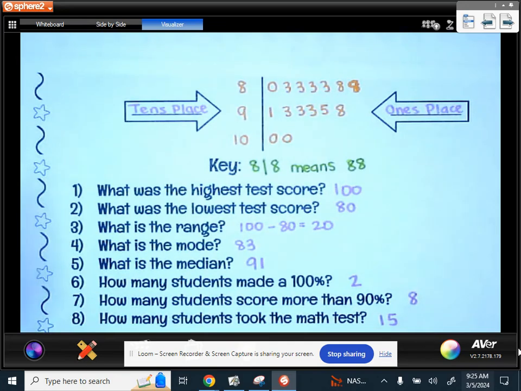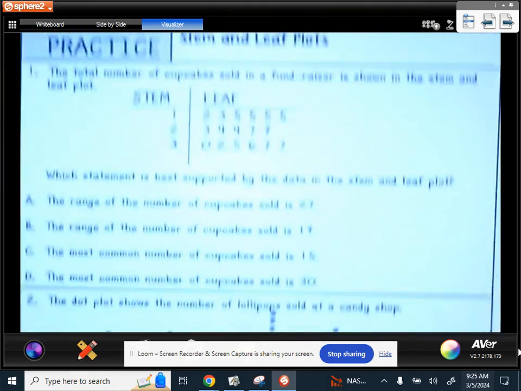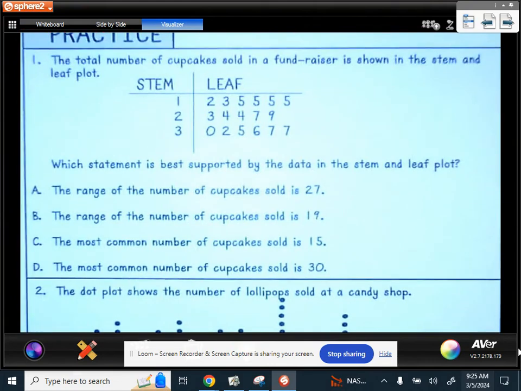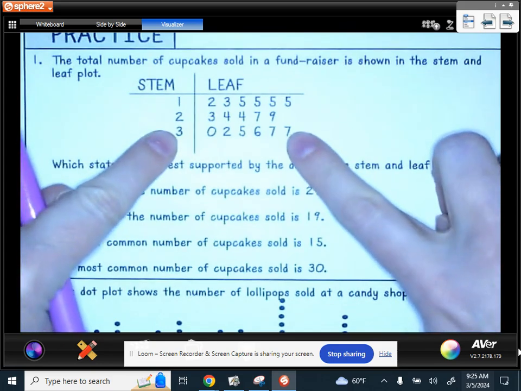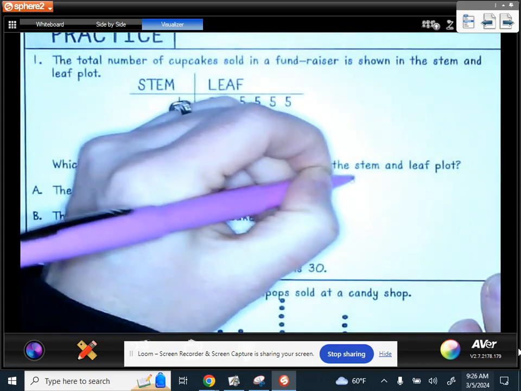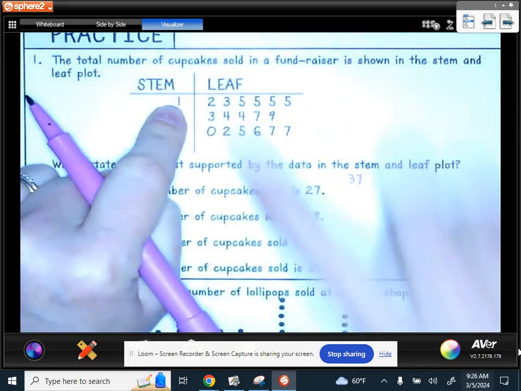But let's look and see how this would be tested on STAR or on your next test. So this says the total number of cupcakes sold in a fundraiser is shown in the stem and leaf plot. Which statement is best supported by the data in the stem and leaf plot? Okay, so it says the range is 27. So remember, range is your highest minus your lowest. So our highest number here is 37. Our lowest number is 12.